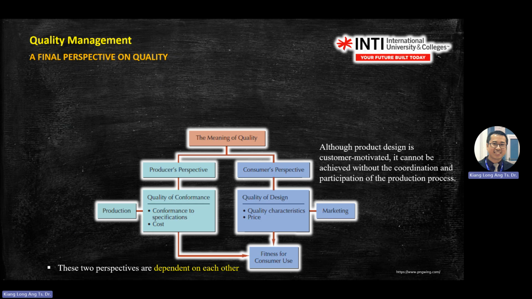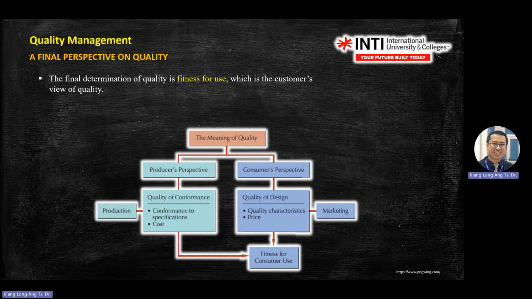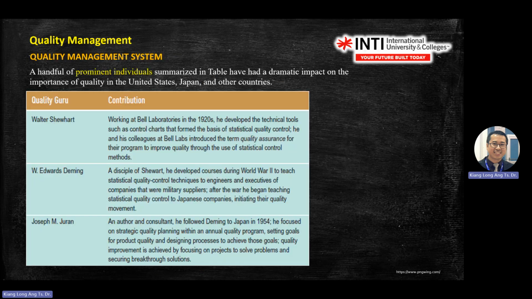Production is on the left, marketing is on the right. When you talk about marketing, you talk about the consumer. Talk about production, you talk about the producer perspective. The rest you read. Okay, this is important.